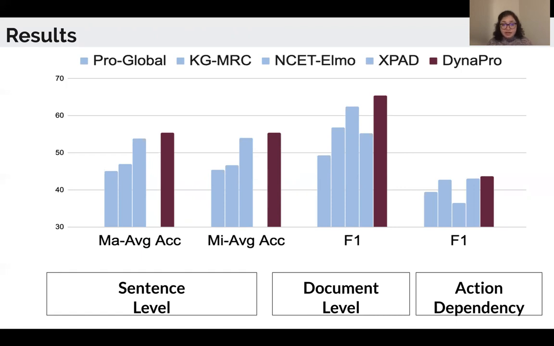The document level task also asks high level questions over the whole process. For example, it asks about the input, the output, or what the conversions are. The action dependency task asks if the transition that is predicted has further influence on the next predictions. As you can see in the chart, our model DynaPro achieves state-of-the-art over these benchmarks.